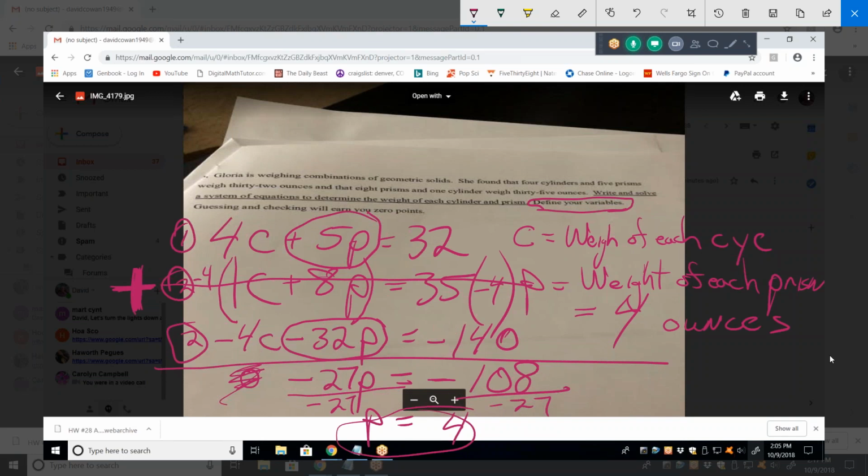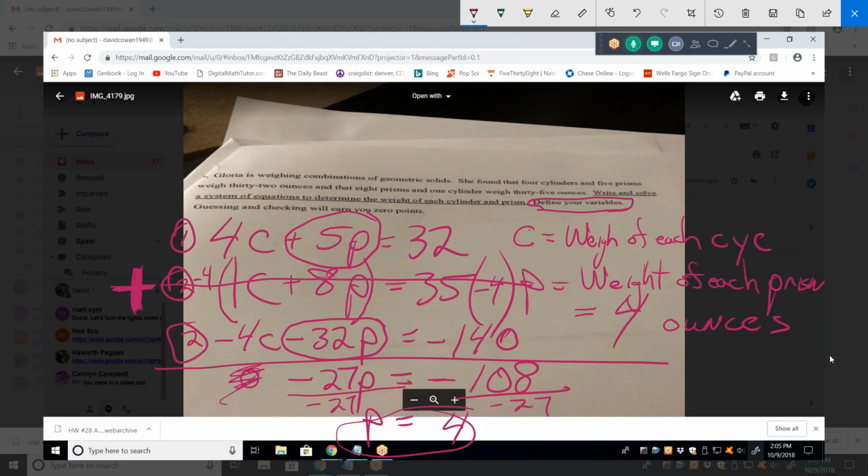Do you just plug P in, so you would plug 4 in for every P? Into which equation? I'm looking at 3 equations, one of which has been marked out. Doesn't it not matter? You can do one or the new one. Correct. You're absolutely correct. You can use any of the 3 equations you're looking at. However, let's use the one with the smallest numbers because that results in the highest accuracy of our arithmetic.